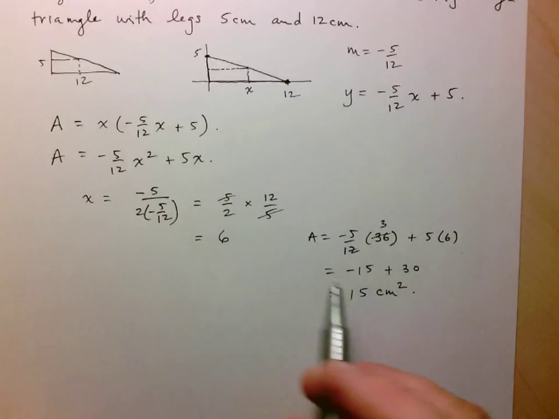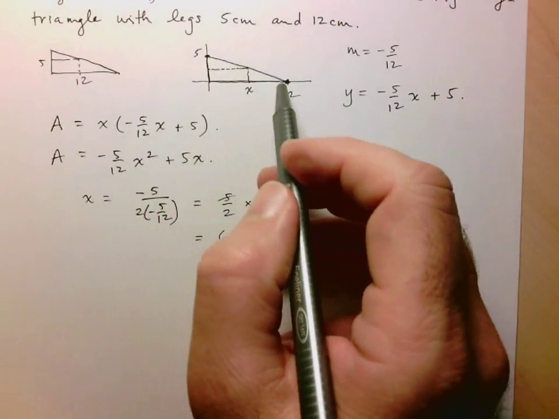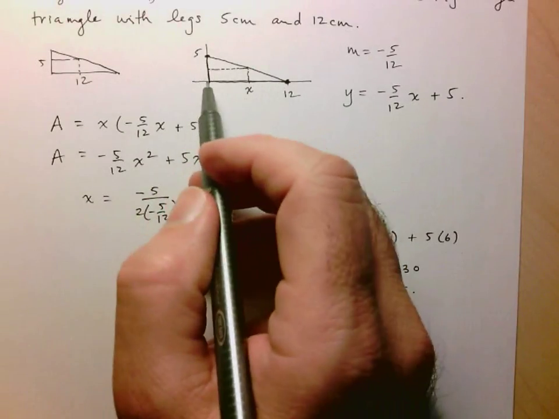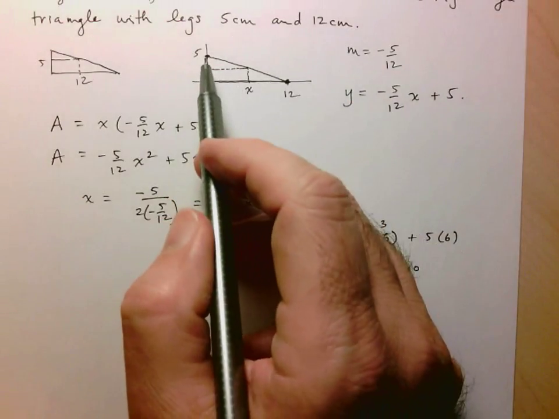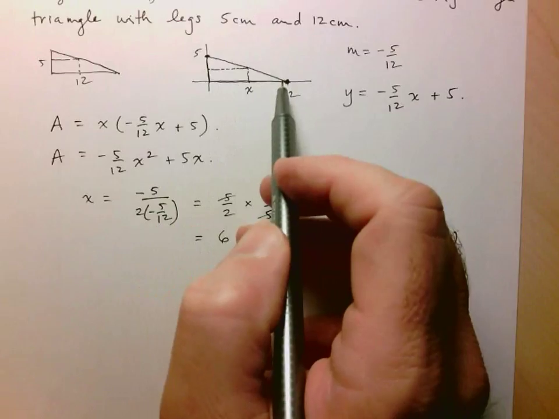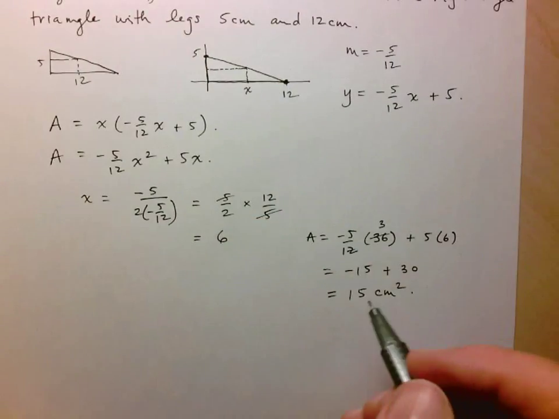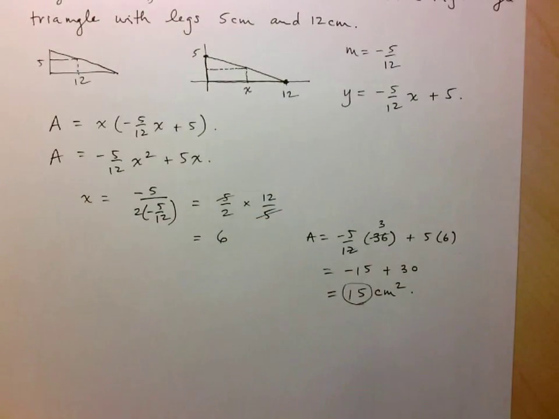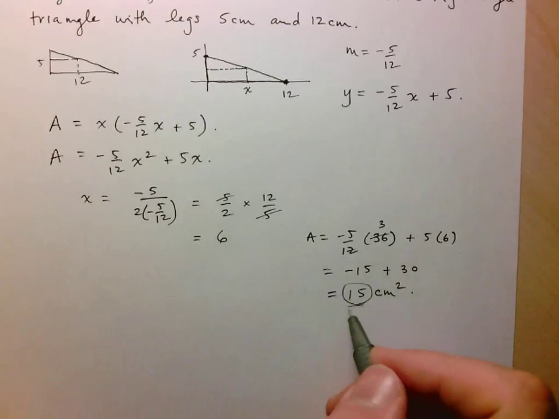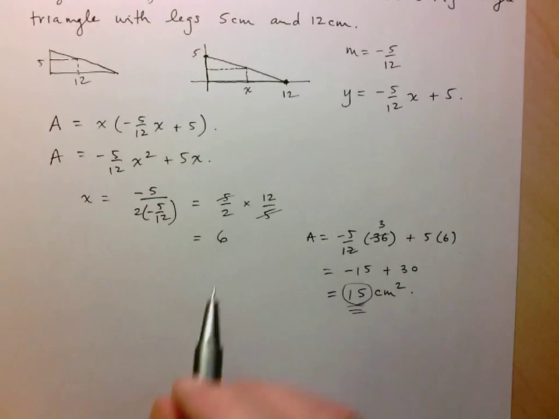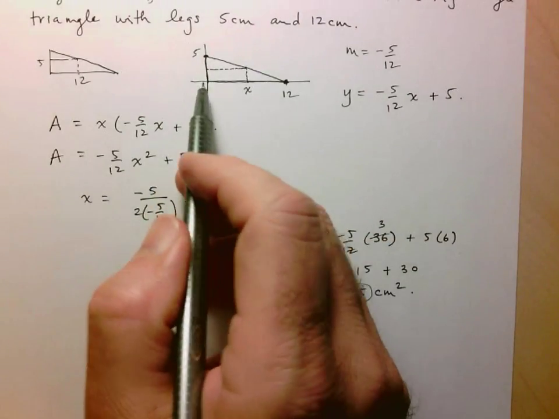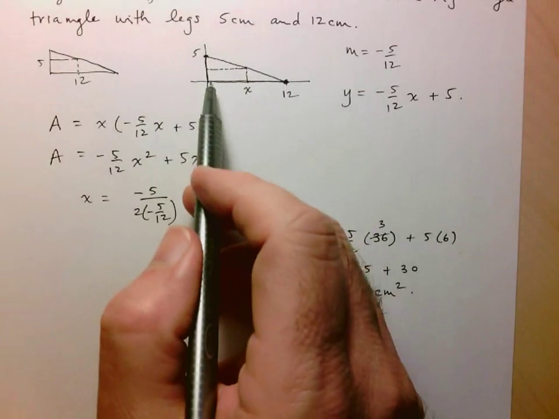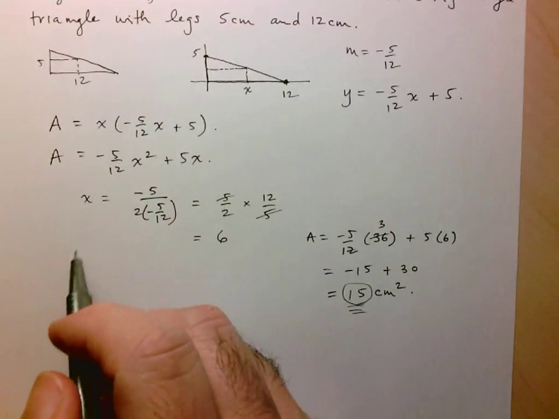Well, what's the actual area of the original triangle? Okay, well, 1/2 base times height. So 1/2 times 5 times 12, which is 60, is 30. So we see that the area of the rectangle, the largest one that we can inscribe, is exactly half the area of the original triangle. Okay, and we see that the length of the rectangle is exactly half the length of the triangle.